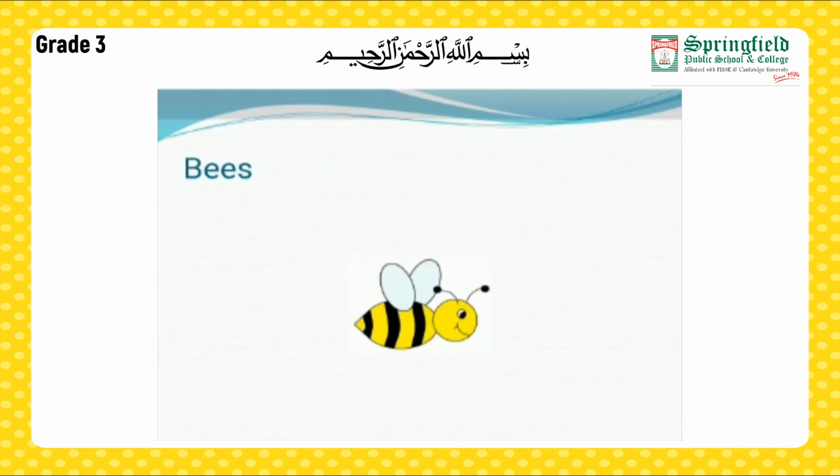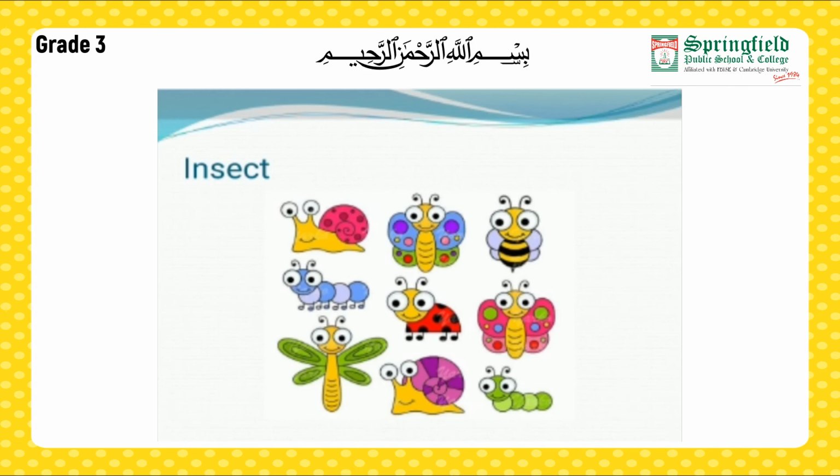Bees. A winged insect which collects nectar and pollen and lives in large communities. Insect. These are small arthropod animals. These include snails, butterflies, ladybugs, caterpillars, honeybees.